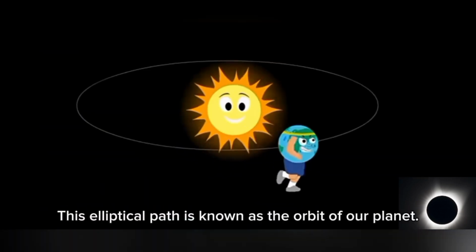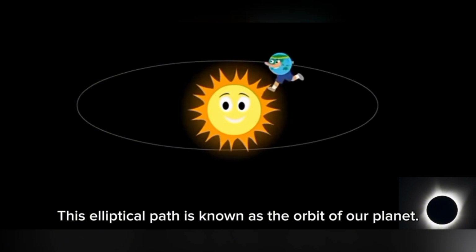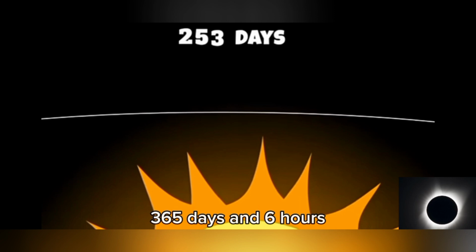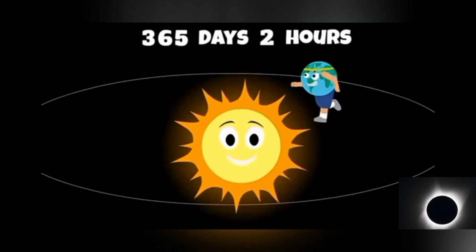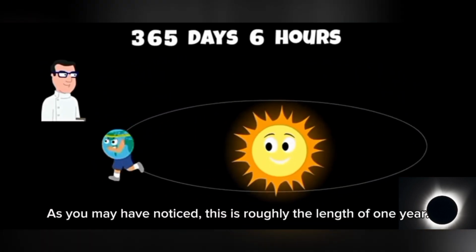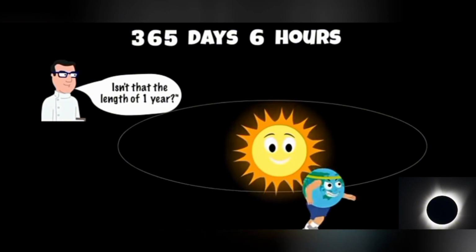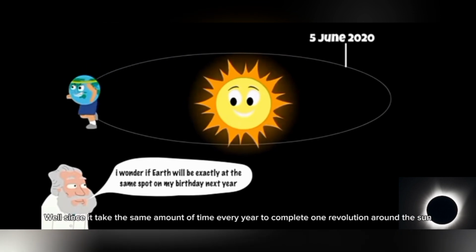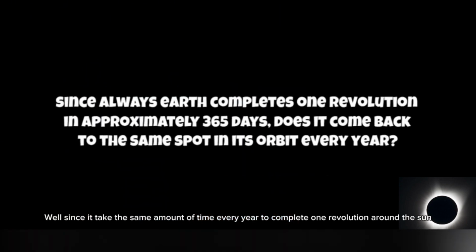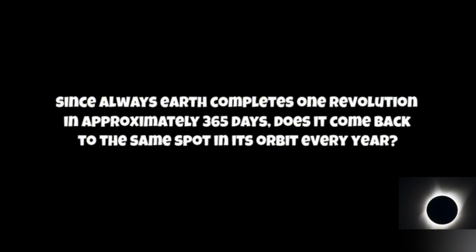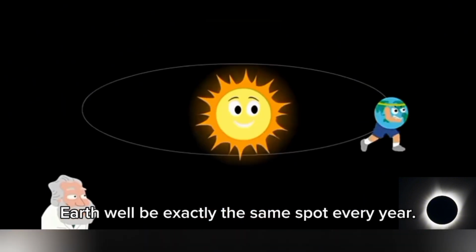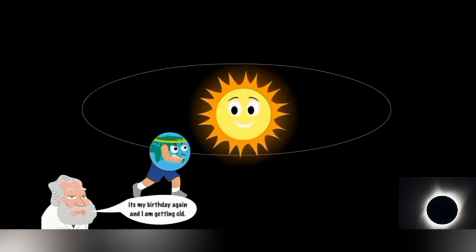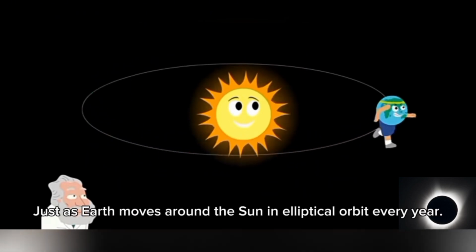Earth, our home planet, is locked in an elliptical path around the Sun. This elliptical path is known as the orbit, and Earth completes one revolution in approximately 365 days and 6 hours. Since it takes the same amount of time every year to complete one revolution around the Sun, Earth will be in the exact same spot every year. Just as Earth moves around the Sun in an elliptical orbit every year, our natural satellite, the Moon, also revolves around the Earth.